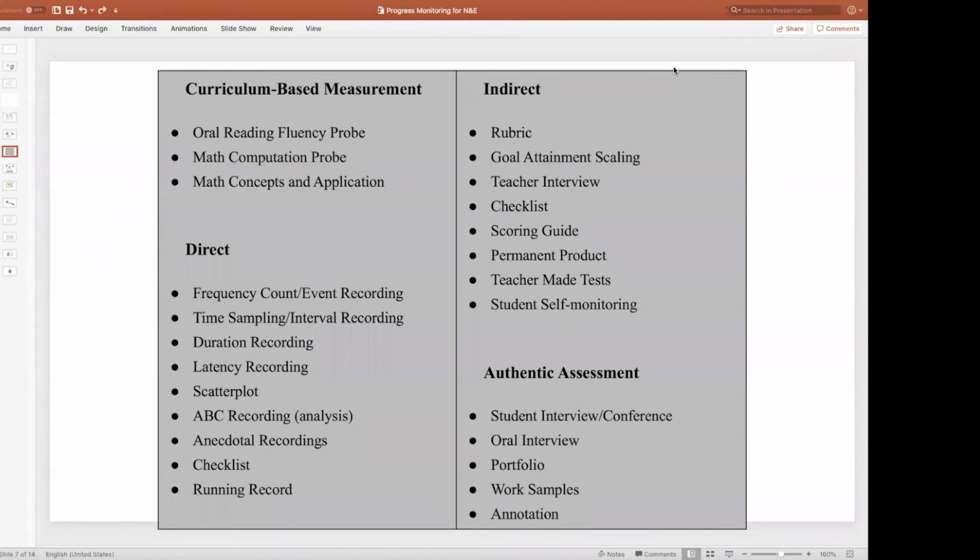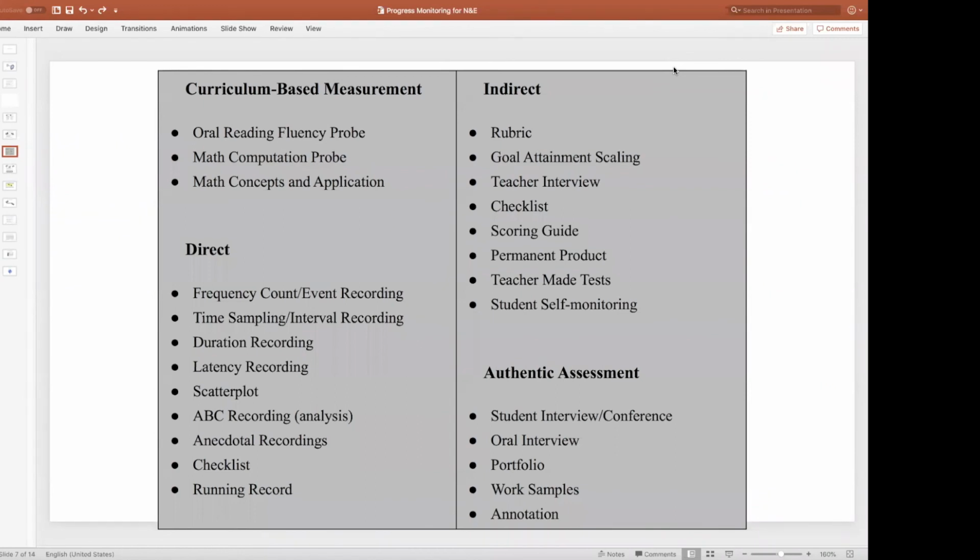Now, the last one is authentic assessment. What we must remember with authentic assessment is that it cannot stand alone. You're going to have a direct or an indirect measure to go along with that. So it cannot stand alone. And of course, it's got a list there of things that you see. And if you'll notice, in authentic assessment, it's got work samples.